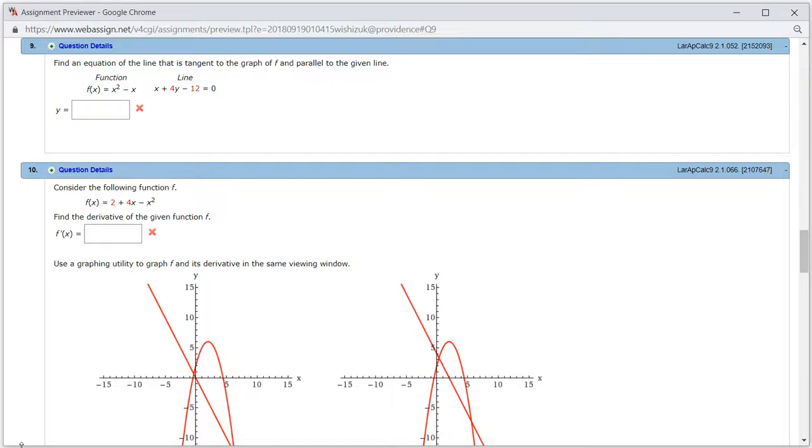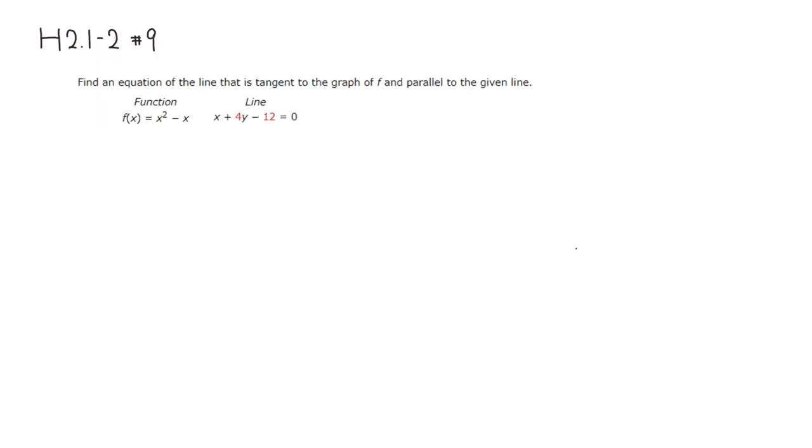All right, let's look at the homework 2.1, 2.2, problem number 9. We want to find an equation of the line that is tangent to the graph of f and also parallel to the given line.